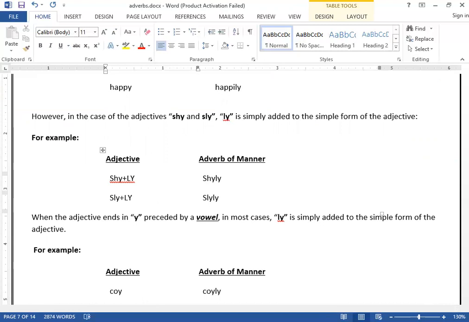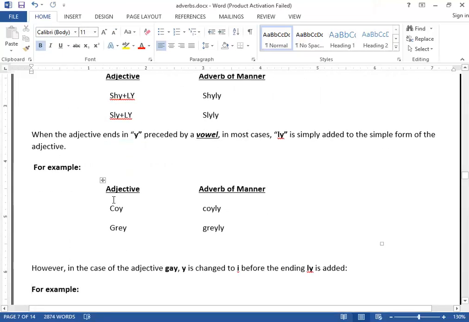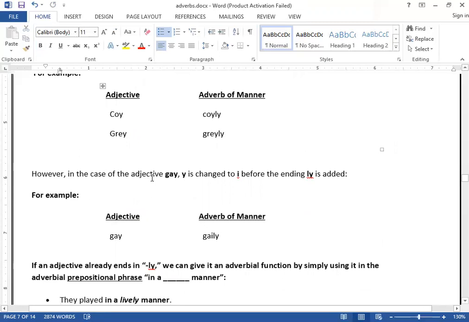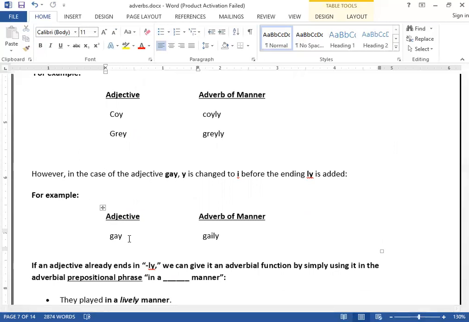Clear? Then, when the adjective ends in Y but is preceded by a vowel: if there is a consonant before Y, then we change Y into I and add LY. But if an adjective ends with Y and before Y there is a vowel sound, then we do not change Y into I. We will just put LY. For example, C-O-Y, coy, coyly. Why? Because before Y there is O, or E. So do not change them. However, in the case of the adjective gay, G-A-Y, before Y is A, a vowel, but this is the only word where we change Y into I and put LY. This is an exceptional case, like the way we study holy. Get it?